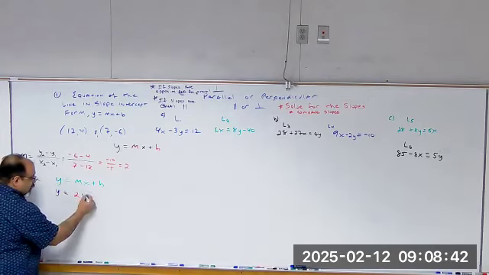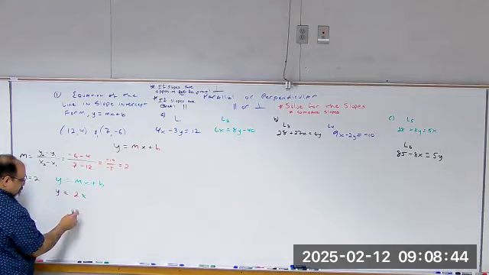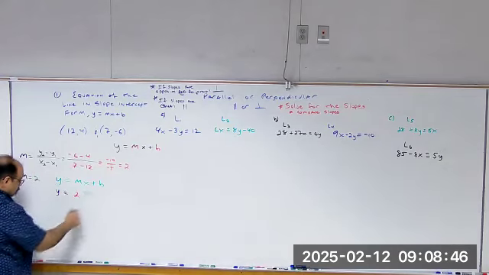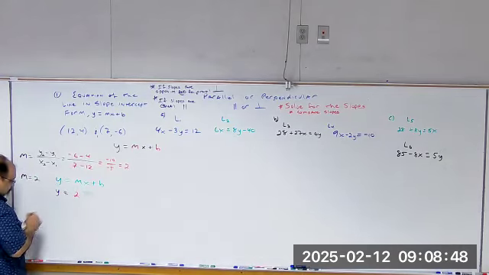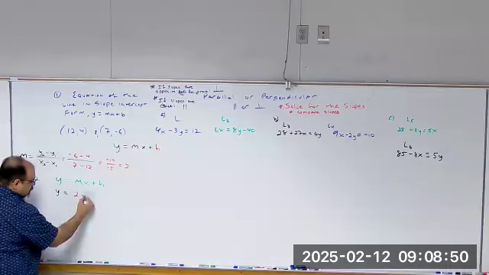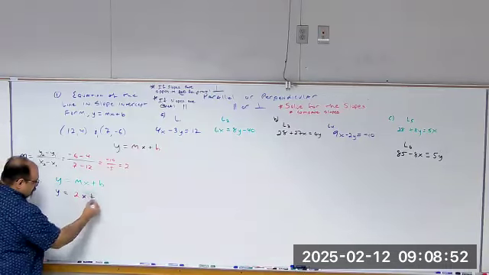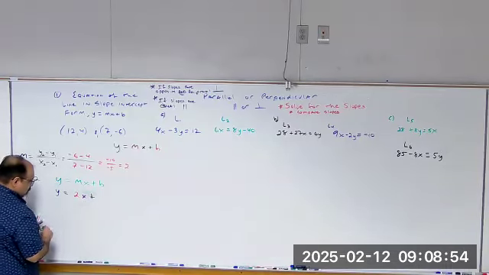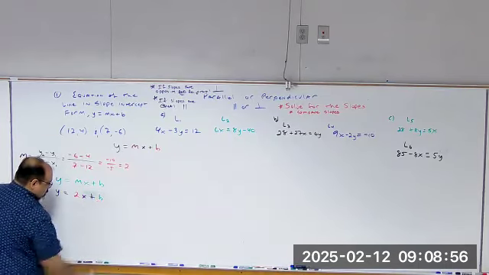But I still have to figure out what b is. I'm using purple. I got 2x, but I still have to figure out what b is. Don't know the b yet.